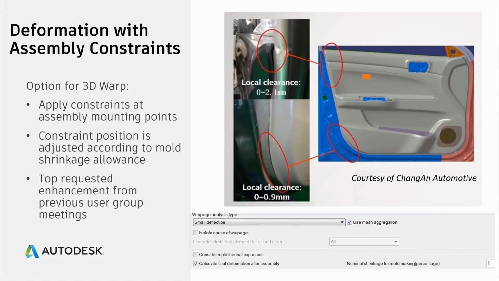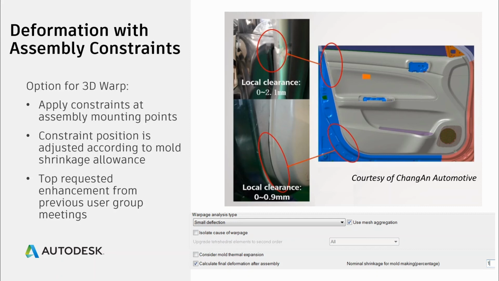Another technology preview feature, which we'll be continuing, is the deformation analysis with assembly constraints. This is an option for a 3D warp analysis and allows you to apply constraints at assembly mounting points. This capability is already available in our commercial releases, but what's not available is to adjust the position of those constraints according to the mold shrinkage allowance. And this is important if you want to correctly model where those constraints actually are and what influence they're going to have on the warp shape. And this was a top requested enhancement from some previous user group meetings.